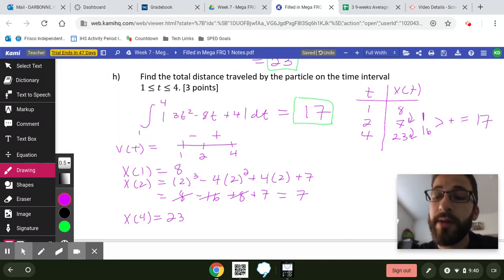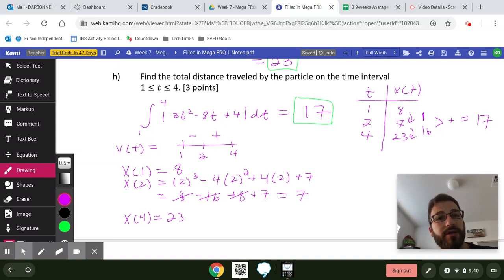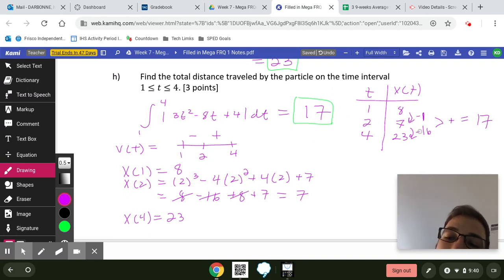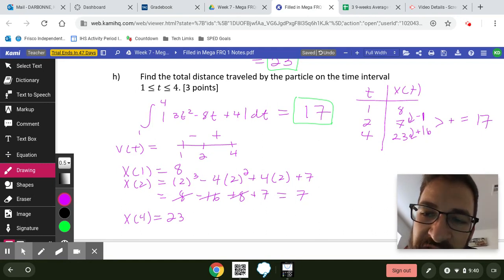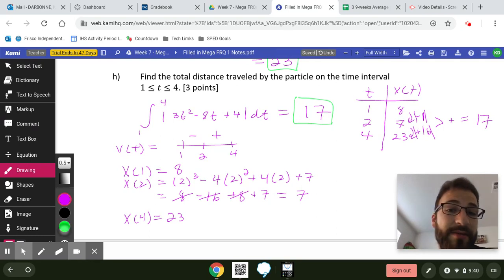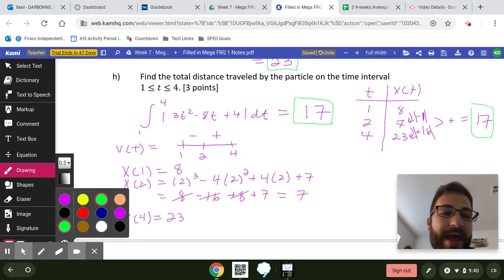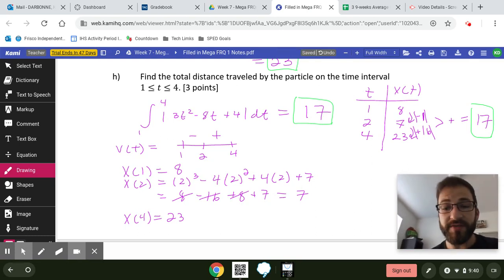17. So we can also use what we know about our sign charts and our particle moving to calculate that total distance traveled. Even though this is technically backwards 1 and forward 16, I don't care. I just care about everything being positive, adding up those values. Think about it like we absolute valued both of these, and then we just added them up to get 17.